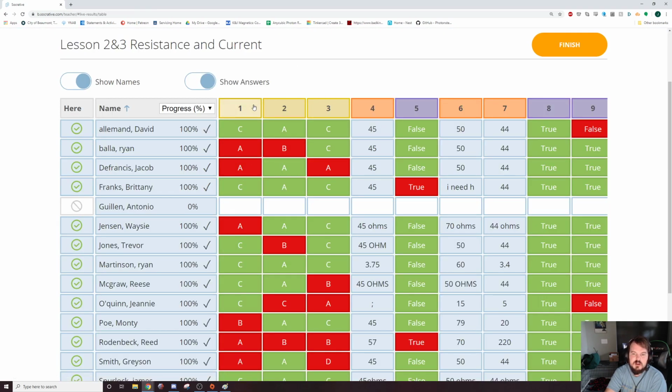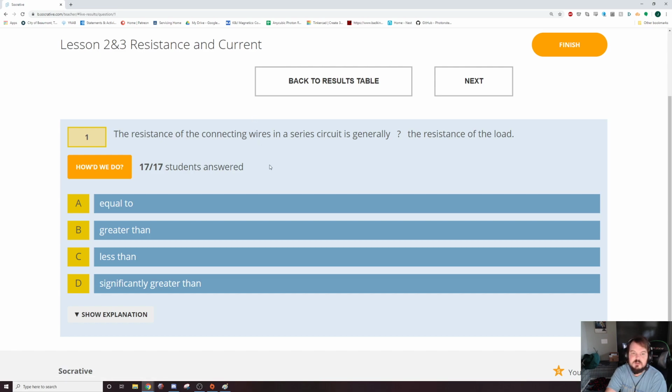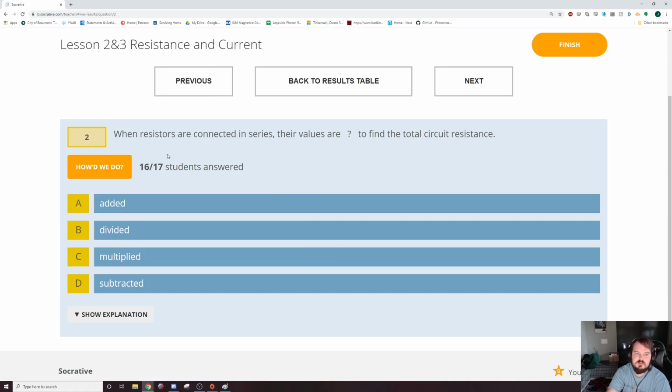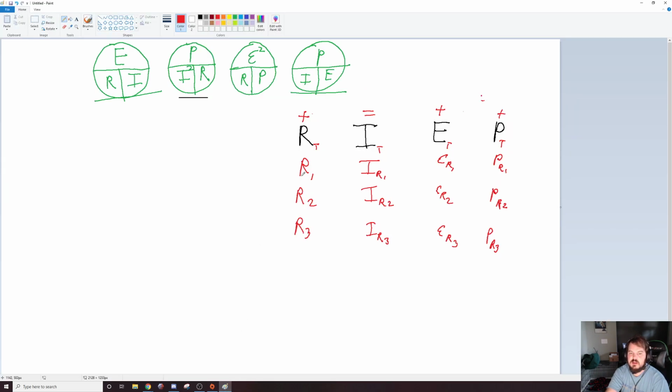Alright, let's go to the current results, because I've got like 5 minutes before the next quiz. The resistance of the connecting wires is usually negligible. Sometimes you will have to deal with it. But resistance of the connecting wires in series is generally less than the resistance of the load. When resistors are connected in series, their values are added to the total circuit resistance. So, like I showed in the pictures, you add up your individual resistance values to your total.